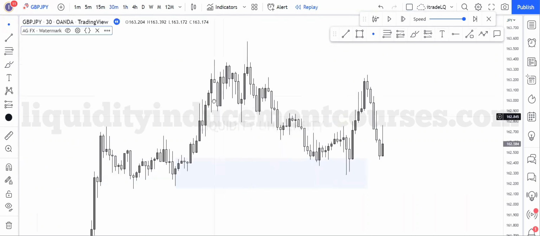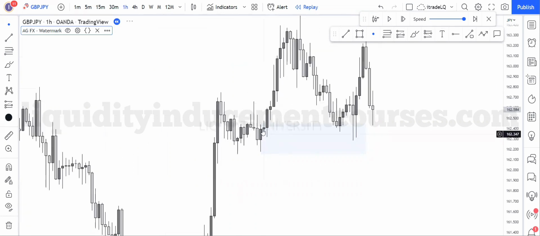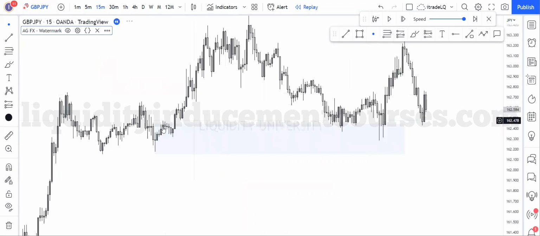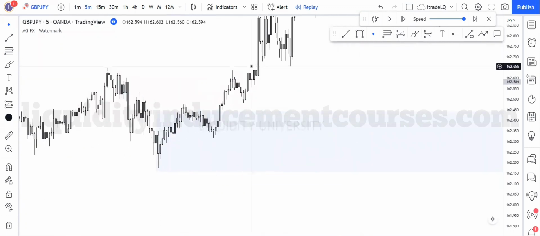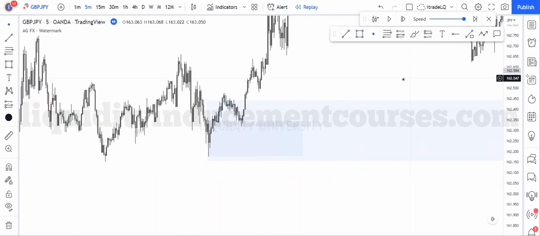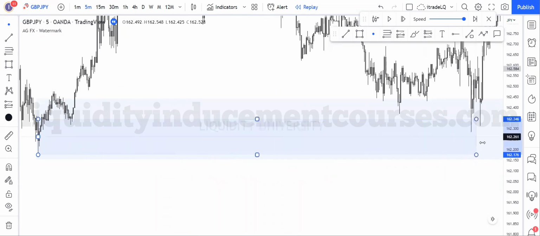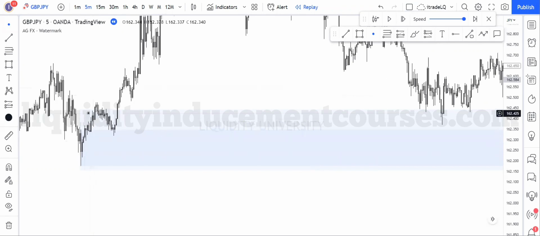So let's go to a 30-minute, for example. You're going to notice, remember, this blue box is the entire point of interest on the 1 hour. Then we have the 30-minute, then the 15-minute, then we have the 5-minute right here. See that? In the 5-minute, we have this point of interest. Drag it across. Look what price came into: a POI inside of the higher time frame POI.